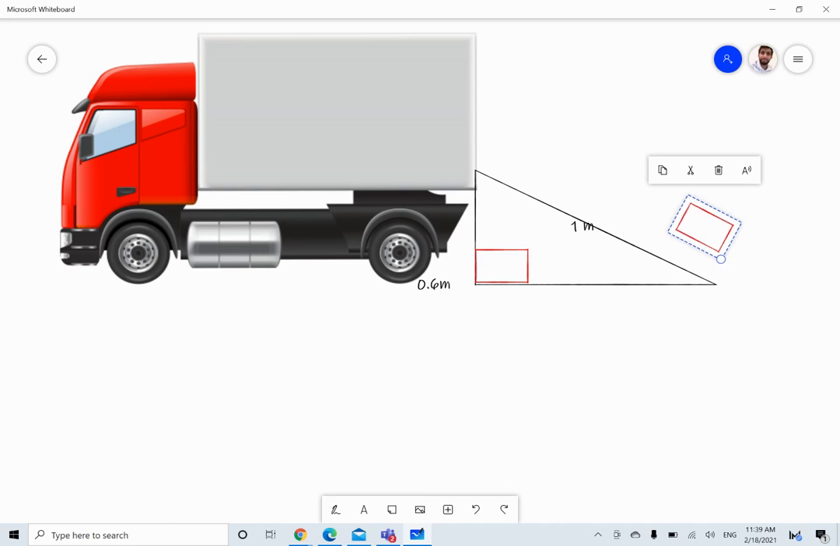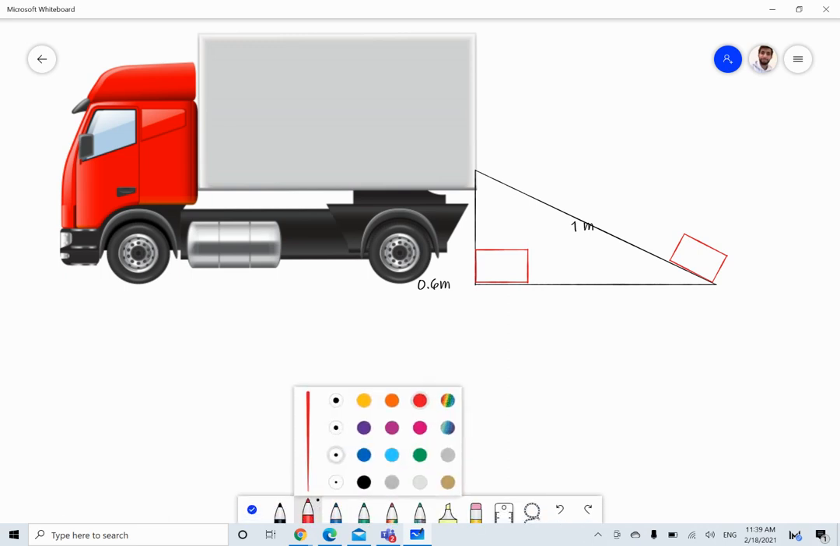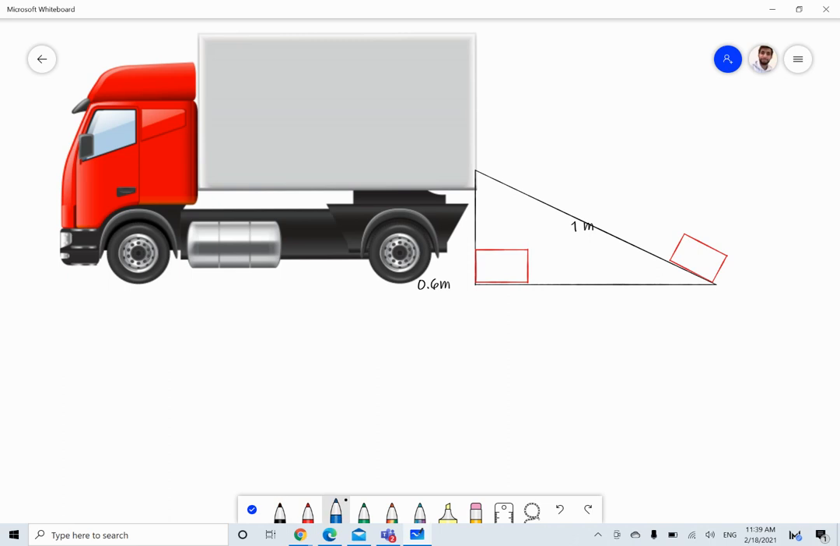So we usually use these types of machines in order to help us drag objects, for example, to the truck. So let's see how the work will not change. Assume that I'm going to lift this box and put it in the truck. So I'm going to lift it for a height of 0.6 meters, and I'm going to apply a force of 100 newtons. So the work is equal to force times distance, and this is the formula that you should study.